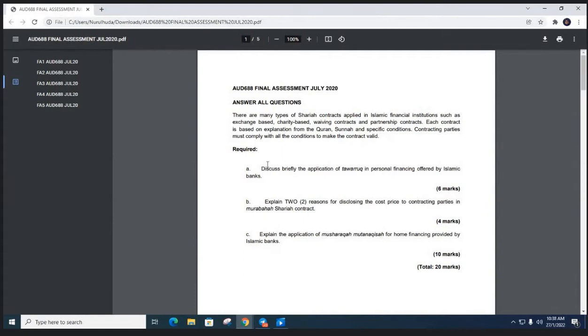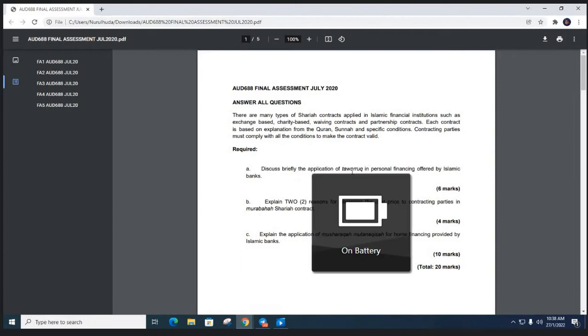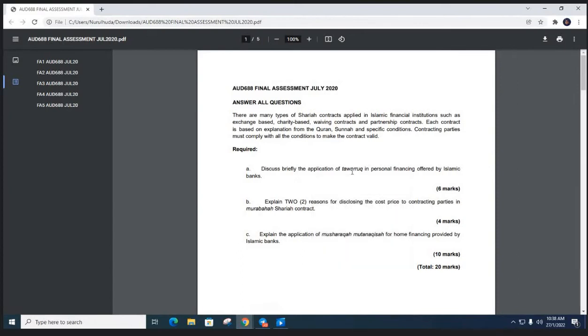If you look at the questions, discuss briefly the applications of tawarruk in personal financing offered by Islamic bank. If this kind of question asked now, I think you can get full marks lah, sebab you mesti boleh cari dekat mana-mana macam mana application tawarruk ni kan. And then I already shared with you in the slide PowerPoint how is actually the applications of tawarruk in personal financing.